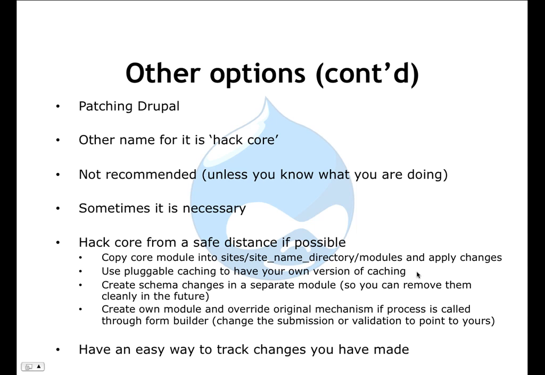If you're going to be doing schema changes, I'd recommend doing that in a separate module so you can remove them cleanly in the future. And if something is being run through the form rendering on Drupal.org, I'd recommend, again, creating your own module and overriding the original mechanism so you can change the submission or validation to point to yours. And most importantly, have an easy way to track the changes you've made. So if you have it all in Subversion, at least this way you can cleanly check what changes you've made between the core version and the override version that you have.